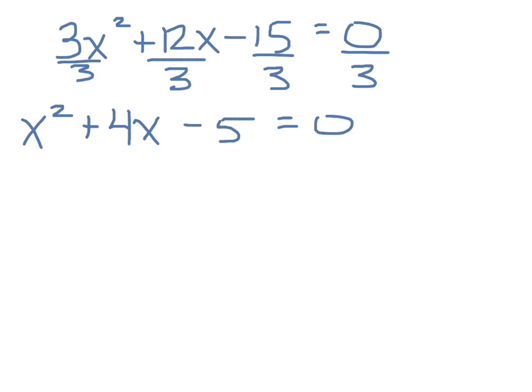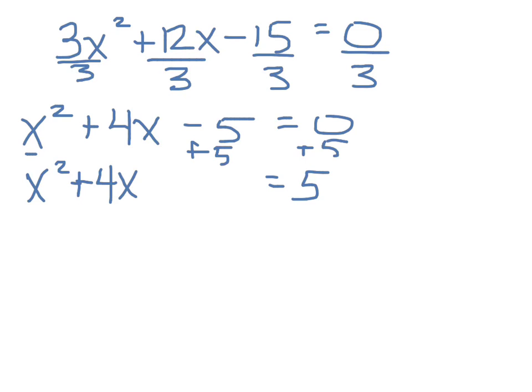So now that A is 1, great job. What's the second thing I have to do? Get rid of the add 5. So I have x squared plus 4x equals 5. Why did I say equals 5? 0 plus 5 is 5. Good. I added 5. So proud of you guys.